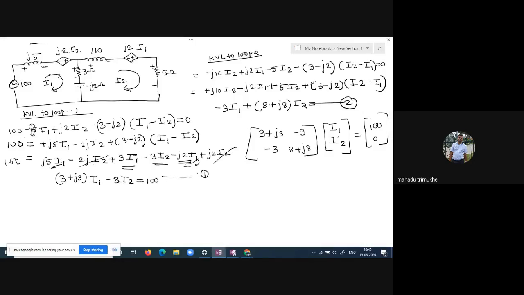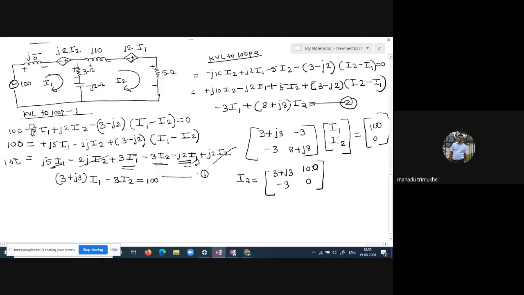Then you have to use Cramer's rule. So for finding out I2, you use Cramer's rule here. So what is I2? I2 is equal to the matrix with 3 plus j3, minus 3, and 100 in the I2 column. Just put the voltage here in the I2 equation.